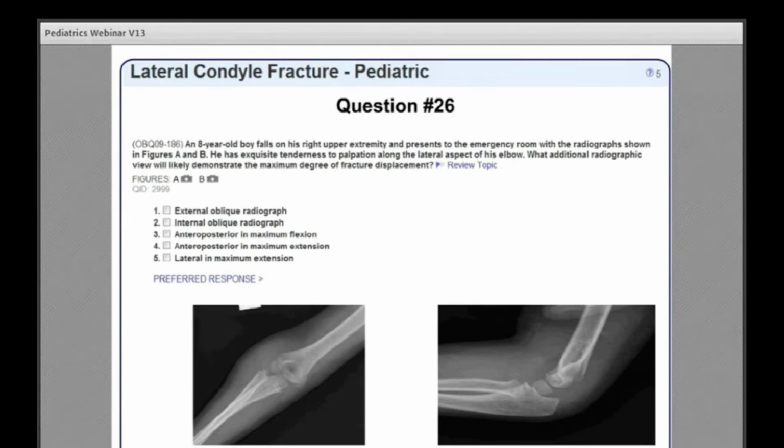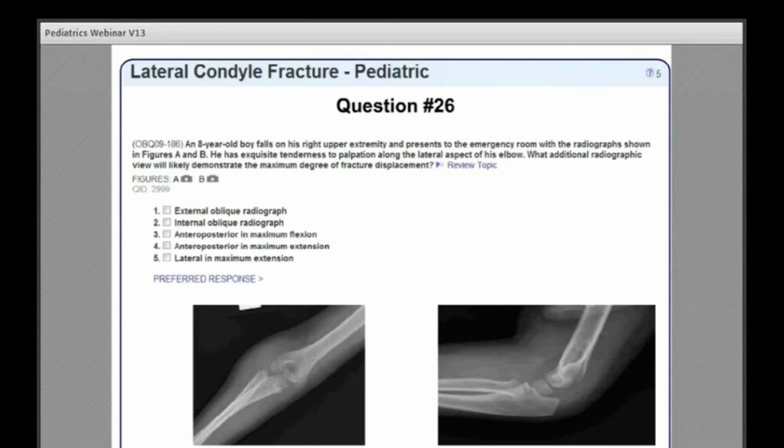As you can see on the radiographs that are provided, it's not clear-cut exactly what the injury pattern is. The radial head is well aligned with the capitellum. The proximal ulna is well aligned with the distal humerus. The medial epicondyle appears to be in its appropriate position.